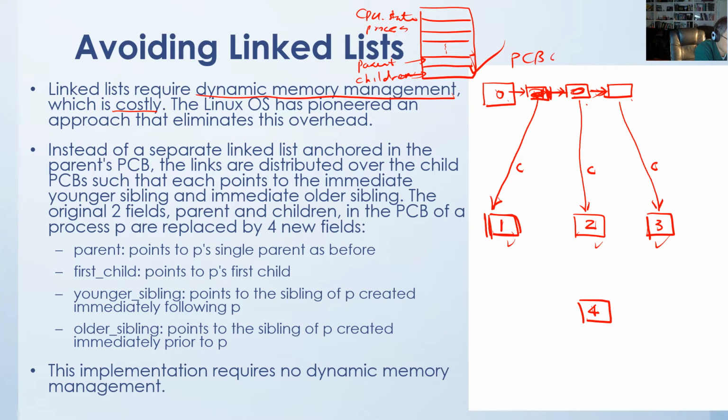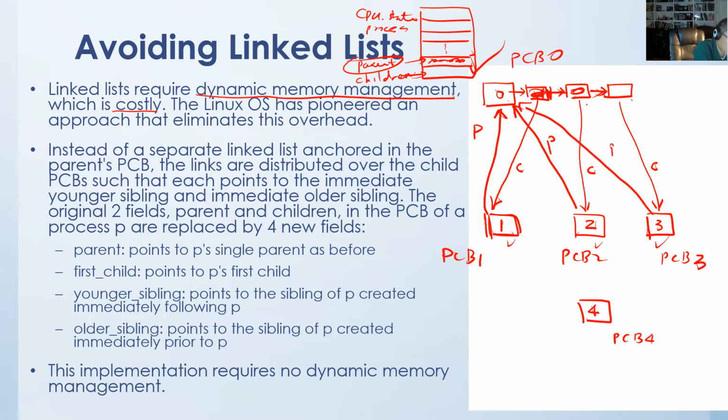Also, in order to manage these easily, each child process, remember, you have a PCB 0, and then you have a PCB 1, PCB 2, and so on. It doesn't matter whether a process is a parent process or a child process, there's always a PCB associated with it, including PCB 4. So each child process also contains a field called parent. This parent is just a pointer to the parent process. So it's pointing back to the parent process, and this one is pointing to the parent process, and this one also pointing to the parent process, right?